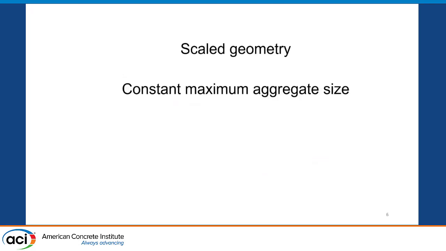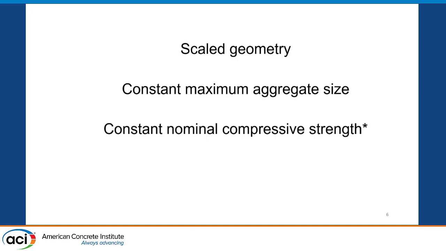So we scaled the geometry. We kept maximum aggregate size constant, and the thinking there was, say you're going to cast a 4 meter deep foundation in New York, you're not going to scale your aggregate up to, say, boulders, right? You're going to keep a constant maximum aggregate size for workability purposes. We kept nominal compressive strength constant across the testing program also. We wanted to constrain that variable.